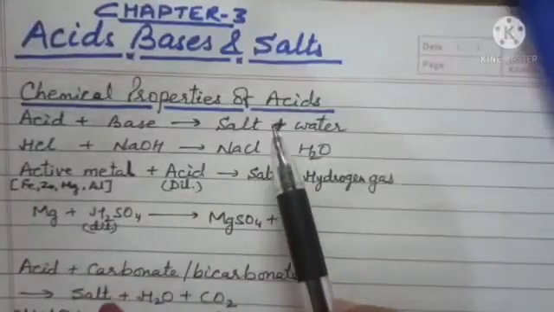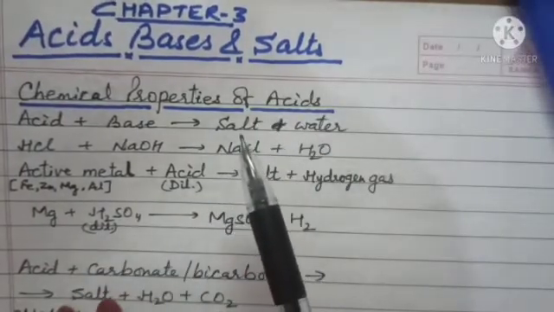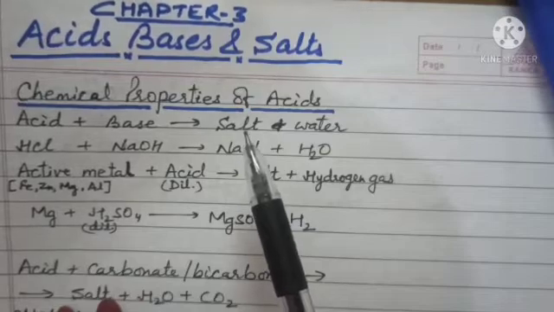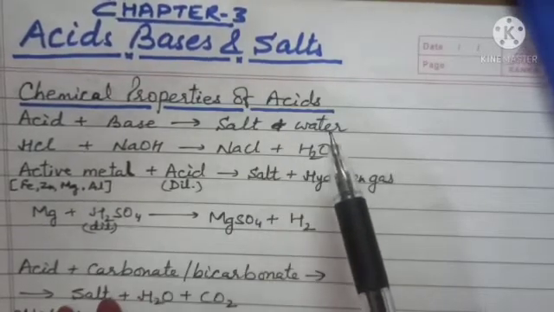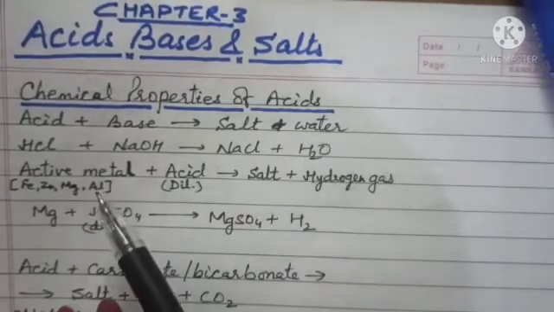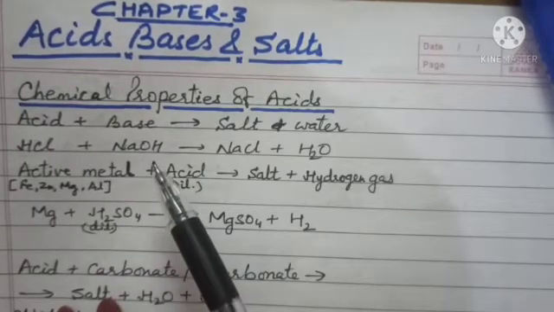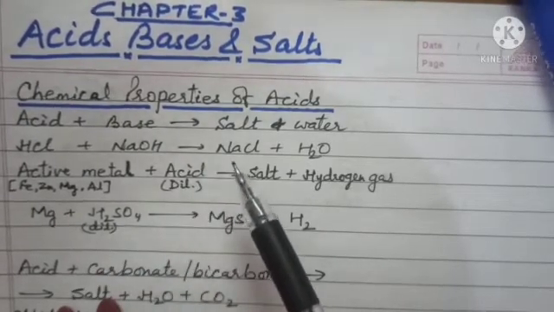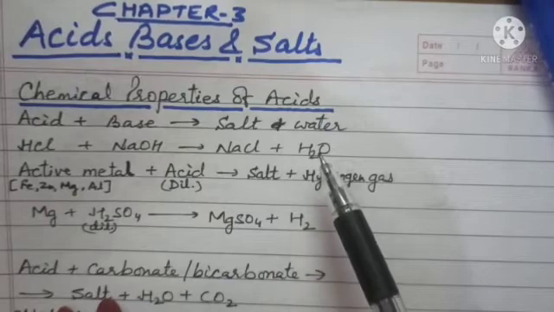Now, chemical properties of acids. Whenever acids react with bases, they always give salt and water, right? For example, hydrochloric acid when it reacts with sodium hydroxide gives you sodium chloride salt and water.